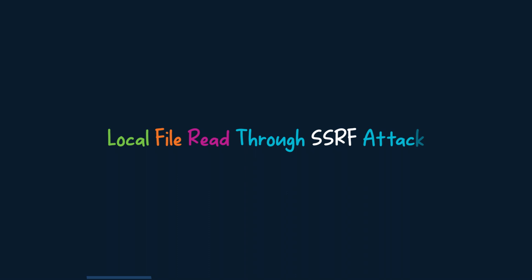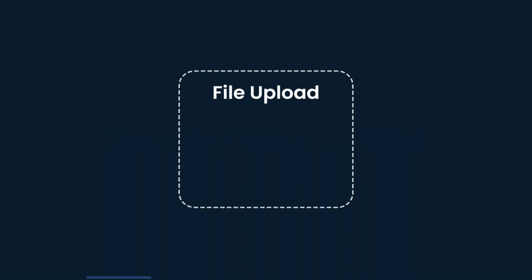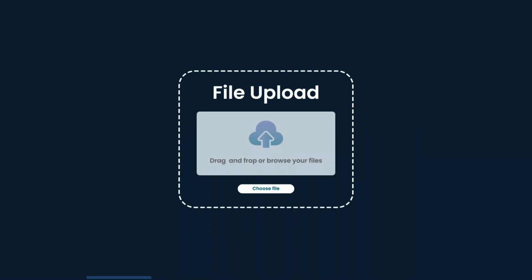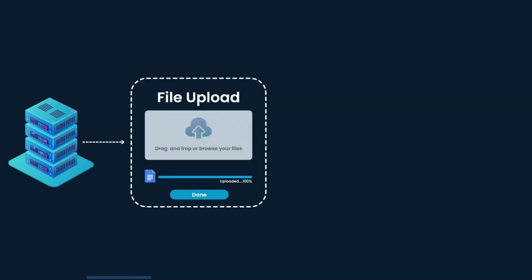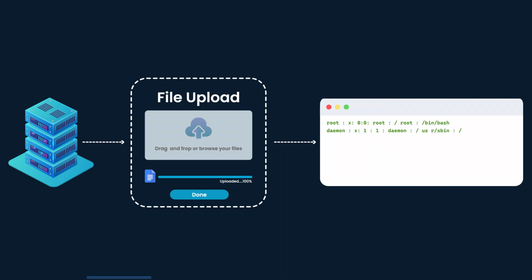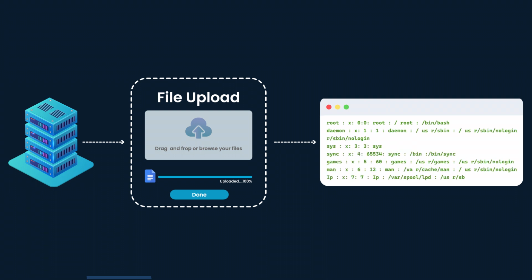Local file read through SSRF attack. Consider a scenario where a web app permits file uploads. An attacker exploits SSRF to retrieve files. Crafting a malicious request, the attacker specifies an internal file URL. When processed, the server fetches and includes the file's content in the response. This unauthorized access can expose sensitive data.